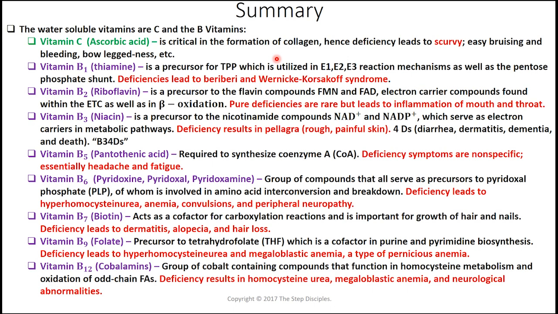Vitamin B12, or the cobalamins, is a group of cobalt-containing compounds that function in homocysteine metabolism and oxidation of long-chain fatty acids. Deficiency results in homocysteinuria, megaloblastic anemia, and neurological abnormalities. And again, one of the traps is that people will treat vitamin B12 deficiency with vitamin B9 and end up thinking that they treated it. But it turns out that treating the megaloblastic anemia by giving vitamin B9 folate is not going to help with the neurological symptoms that result from the myelin being non-functional or dysfunctional. And that's the summary that we're going to get.